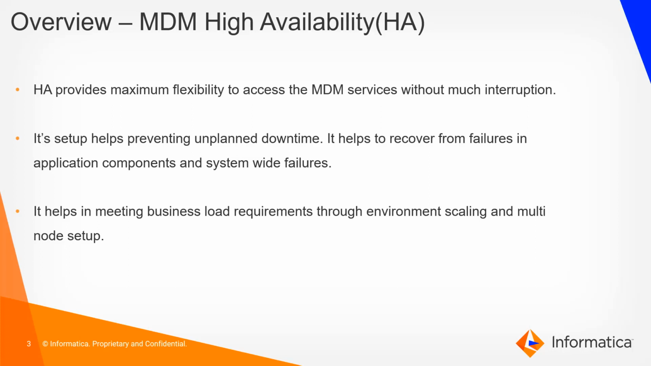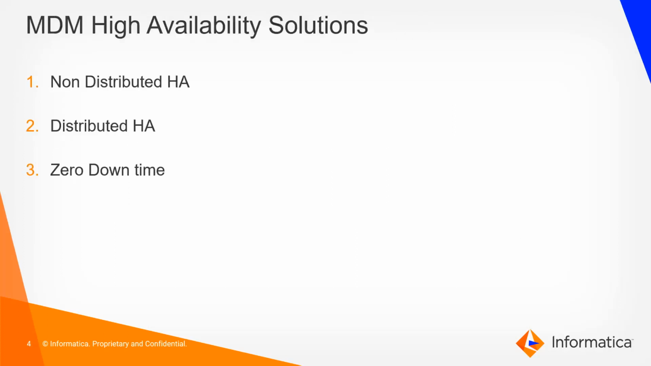One way of looking at high availability is to meet the business load requirement. If there is a heavy load coming in, then with the high availability, multi-node setup, the requests can be load balanced across the nodes to achieve high availability through environment scaling and multi-node setup. There are three MDM high availability solutions that we are going to discuss: non-distributed HA, distributed HA, and zero downtime.